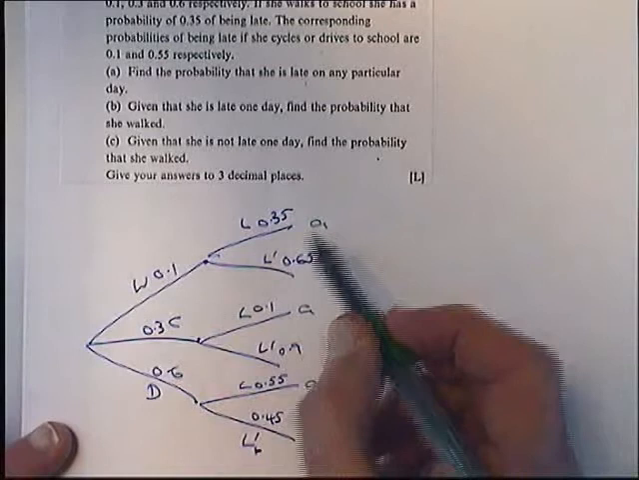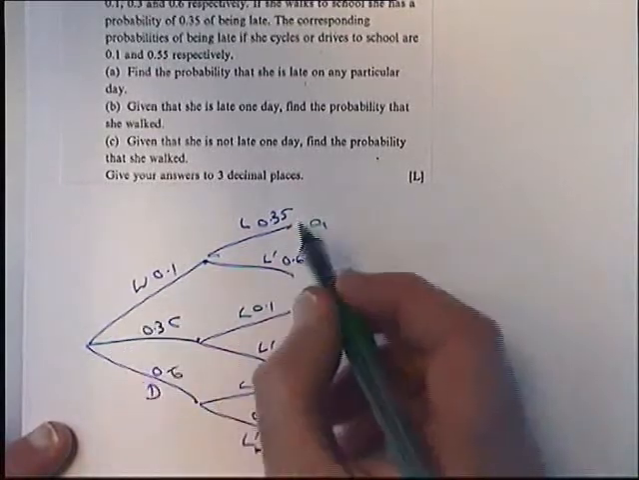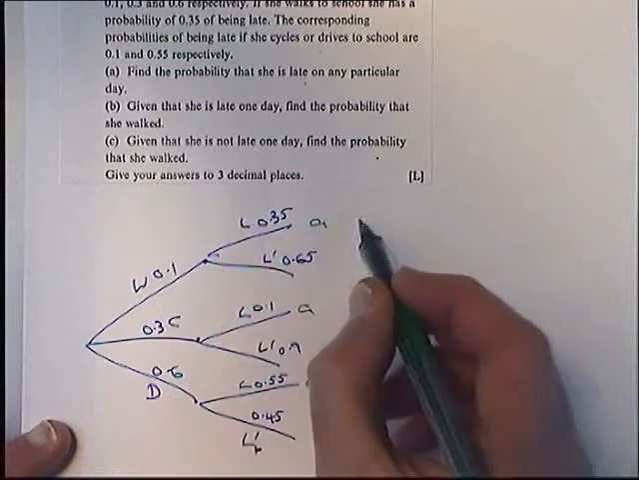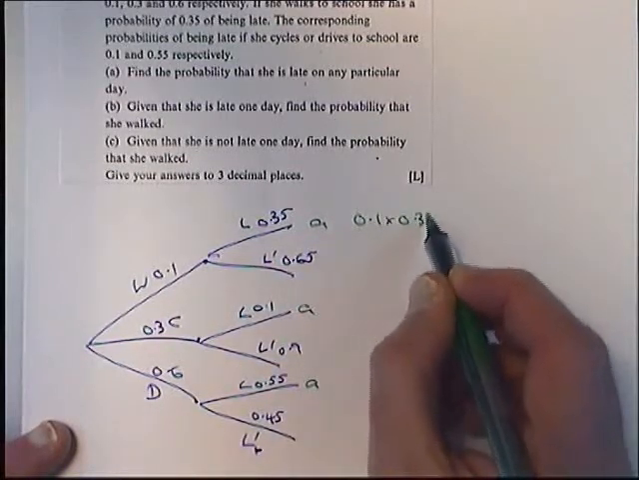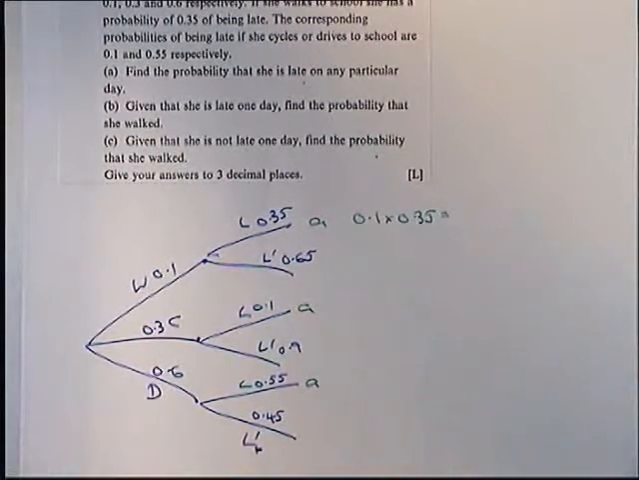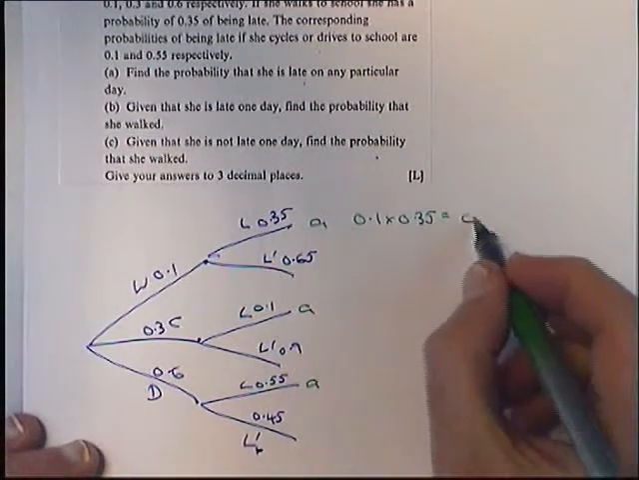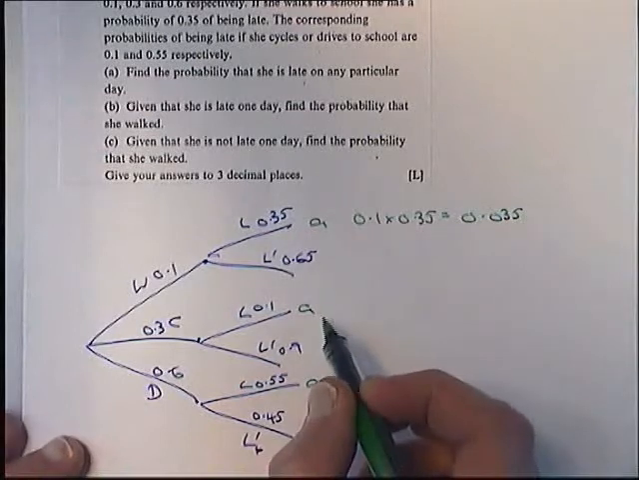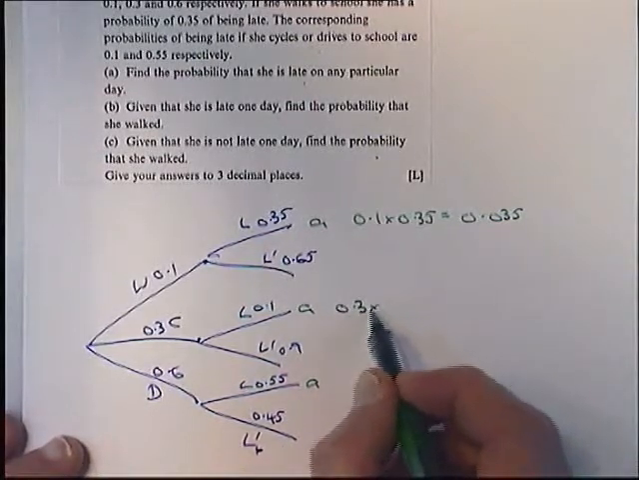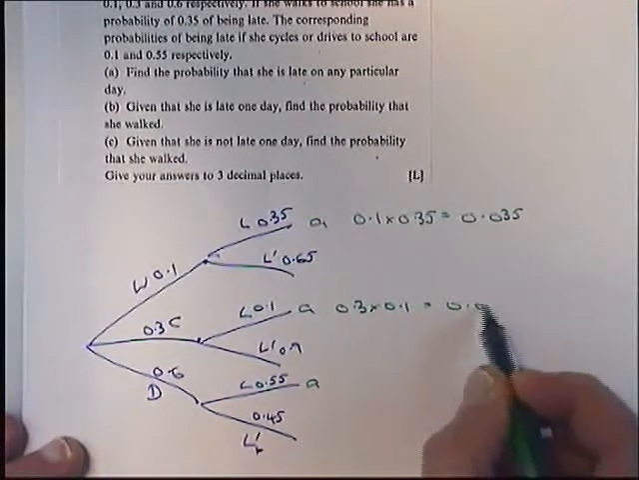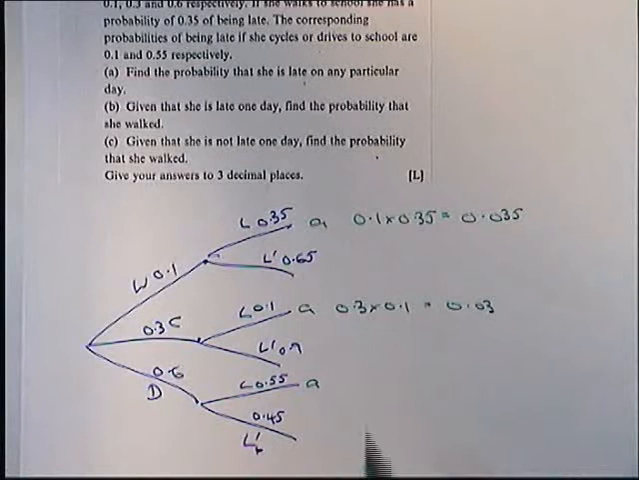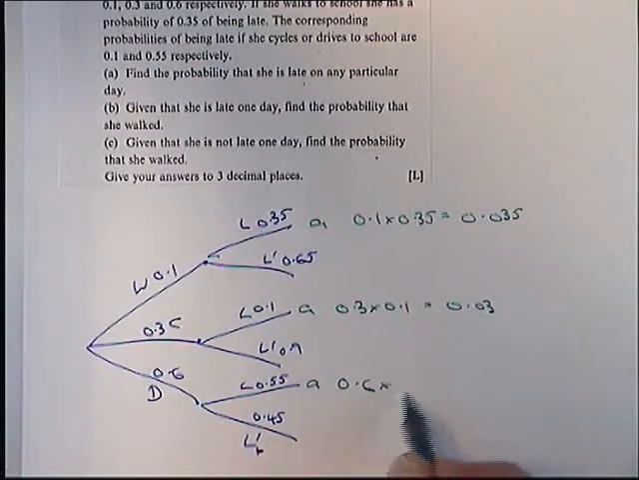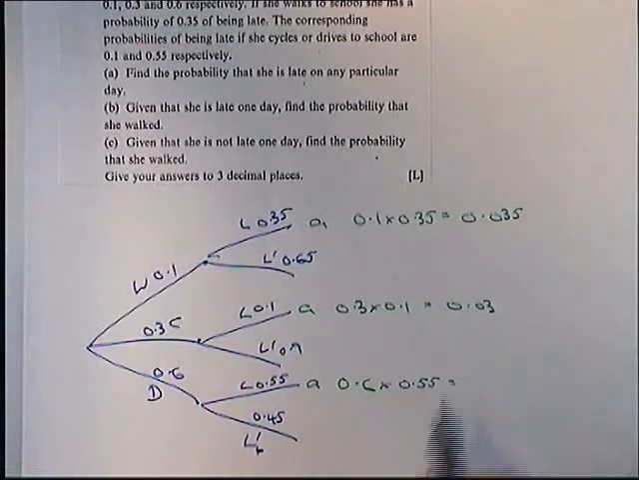So being late by this route, walking and being late, remember from tree diagrams, to get here I've passed that number, 0.1, and that number, 0.35. Don't you do 0.1 times the probability of being late? Yeah, on that one, so it's 0.1 times the 0.35. So that's going to give me 0.035. This one down here, cycling and then being late, that's going to give me 0.03. And the one down here, 0.6 times 0.55.